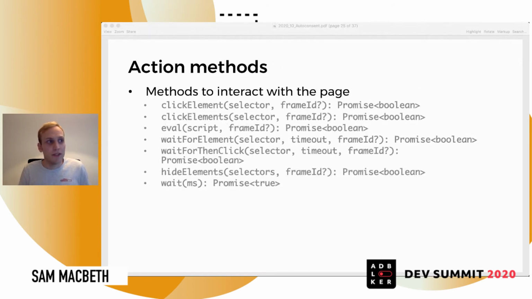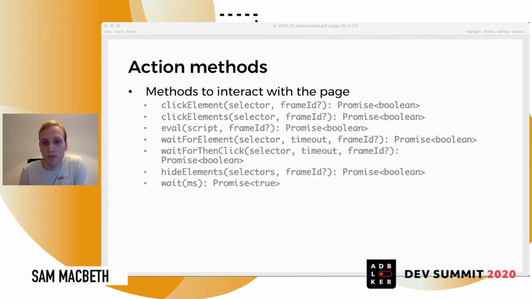Then we also have methods for actions, allowing us to interact with the page. Once we've done the detection phase, we can click through the UI. The first two deal with clicking on elements, and we can also click on multiple elements at once, just from a CSS selector. Again, eval can also be used in this context to do interaction. In some cases, the CMP will expose a JavaScript API to the page that we can then invoke.